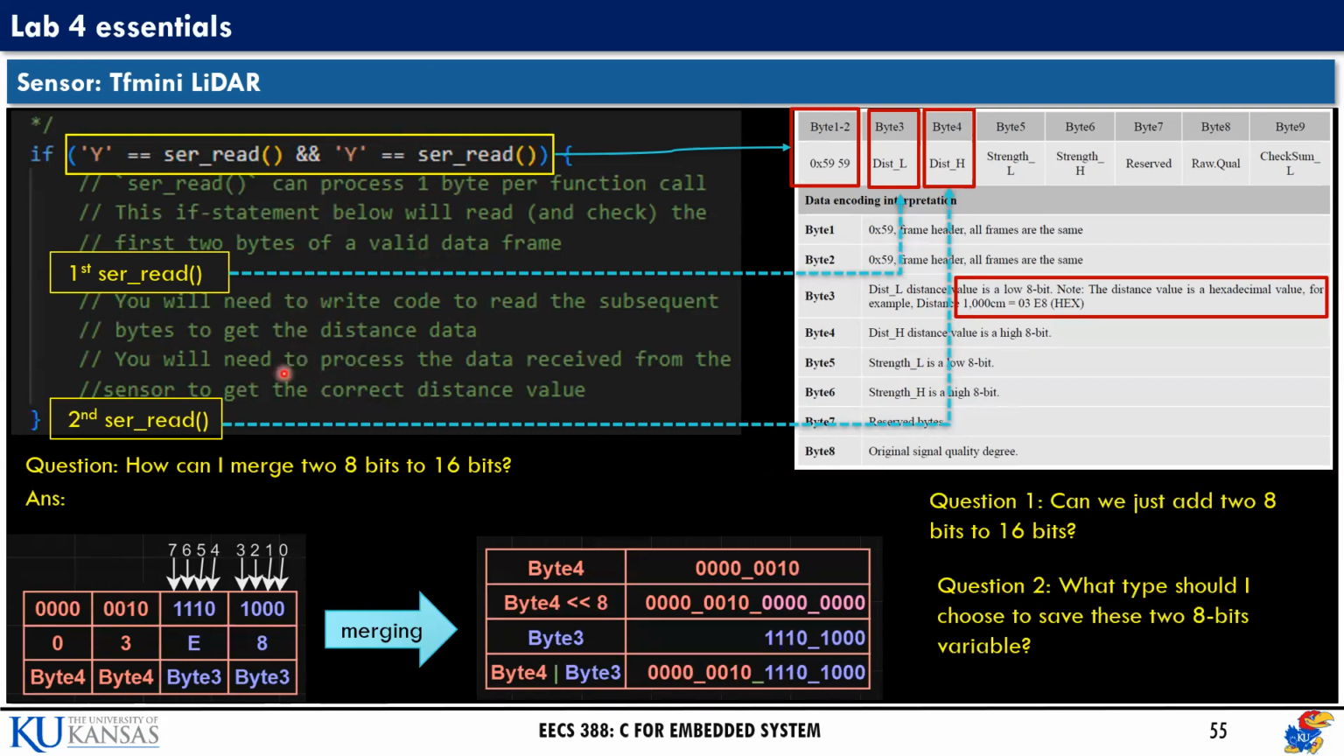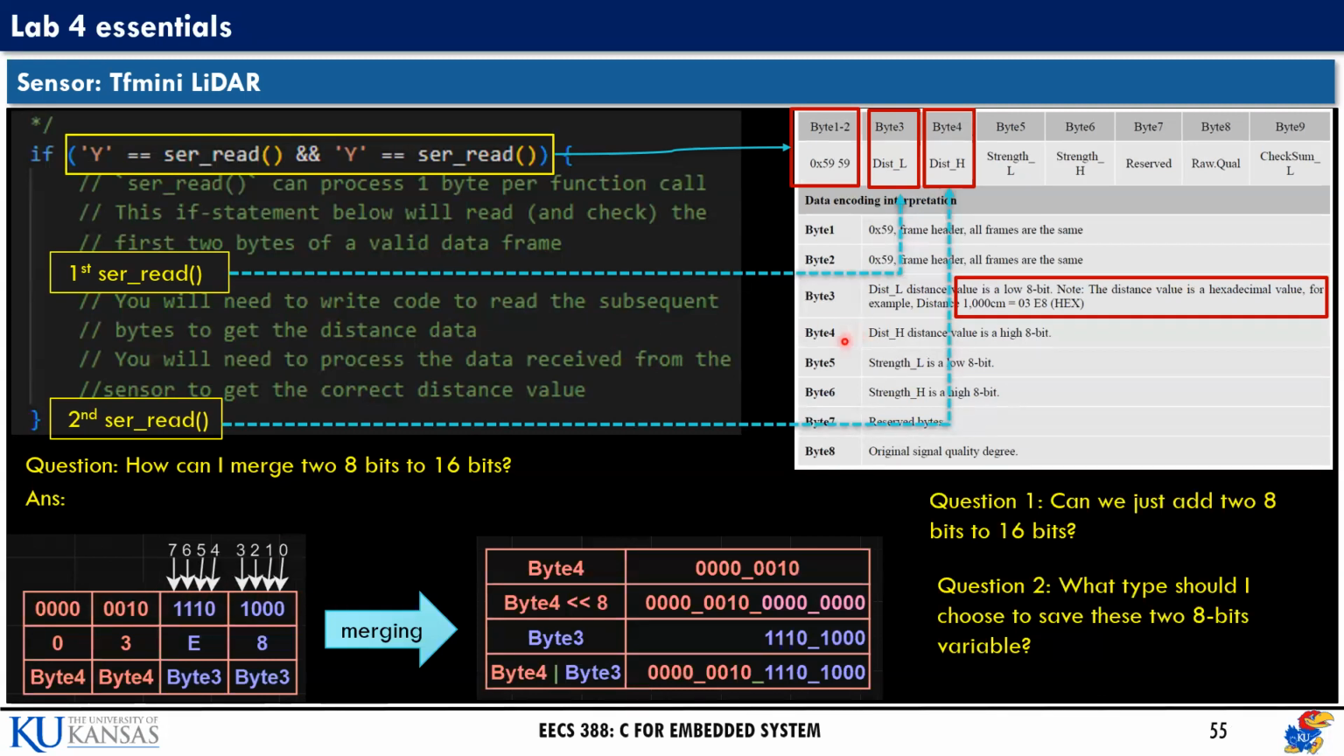For example, let's say when we call the first serial read function inside this if statement, we got E8. And in the next function call, let's say we got 03. These values are in hex format. And if we convert the values into binary, we have these values. So we have these two binary values we want to merge. How can we merge them?